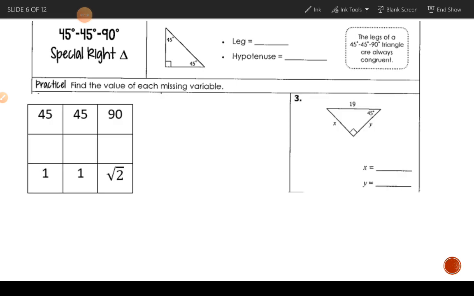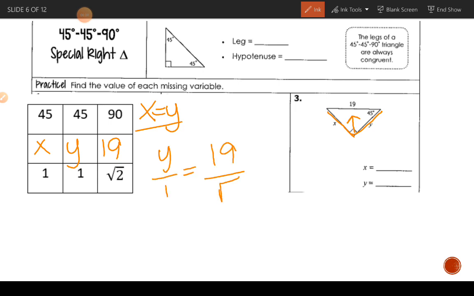So here's one that's a little bit more difficult and why the table is so helpful. Okay. So they give us the hypotenuse this time. They give us 19. So 19 is going to go across from the radical 2, and then x and y are going to be here. Now x and y are actually going to be equal, so we don't necessarily need to do both of them. Why are they going to be equal? Again, it's an isosceles triangle. x is going to be equal to y. Okay, so let's go ahead and set up our proportion. We have y over 1 is equal to 19 over radical 2. So we cross multiply here.